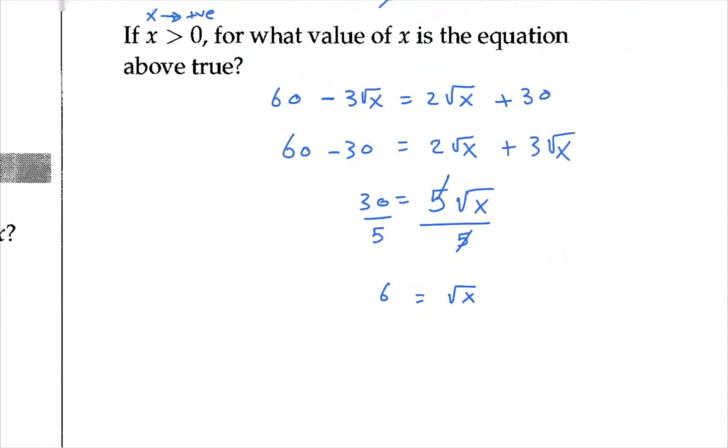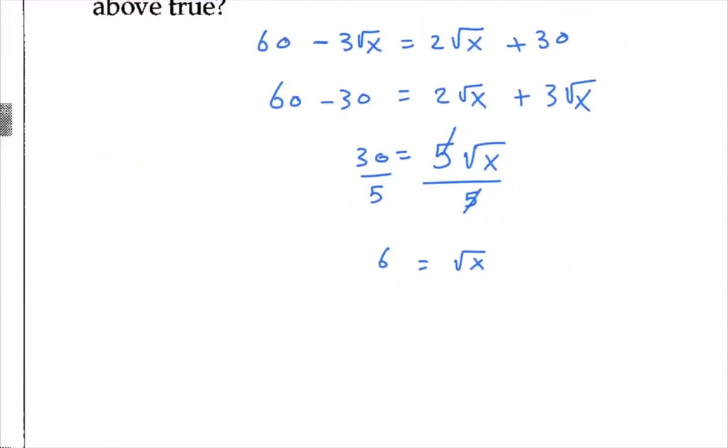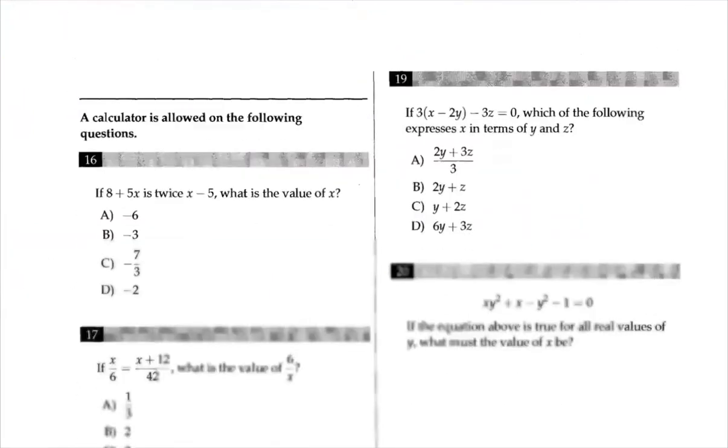We need only to cancel the square root. As we did in the previous example, what would cancel the square root? Bravo, the square. So let's square both sides. This one is going to be x, and 6 squared is 36. So the answer for this question is 36.